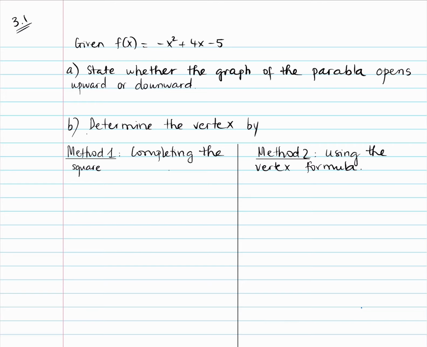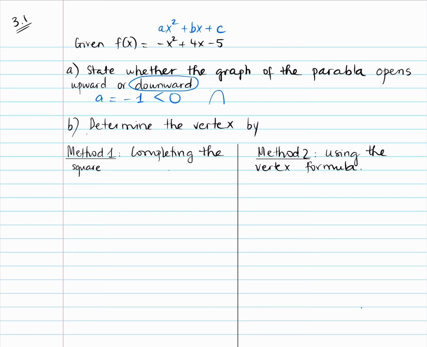To determine this, you look at the coefficient a. A is the coefficient of the x squared term. If you look at the standard form, ax squared plus bx plus c, a would be -1 in this case. And because -1 is less than 0, you should expect the parabola to open downward. It looks like that.